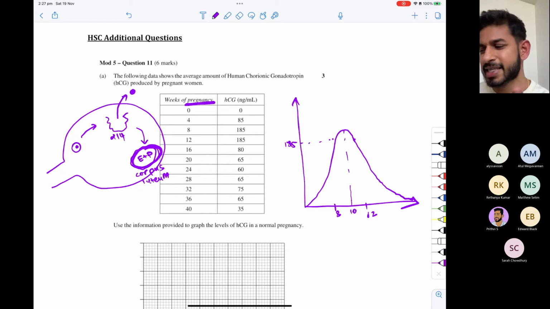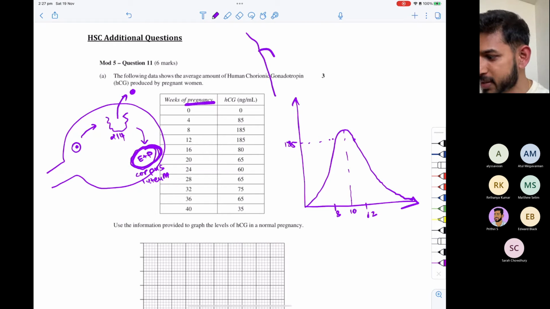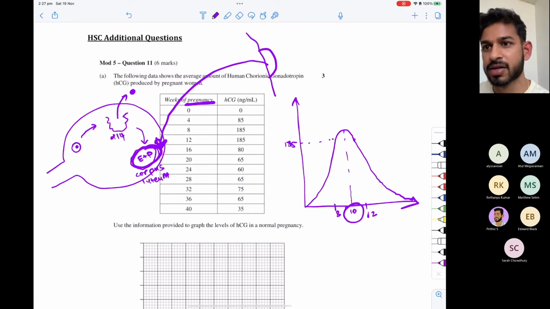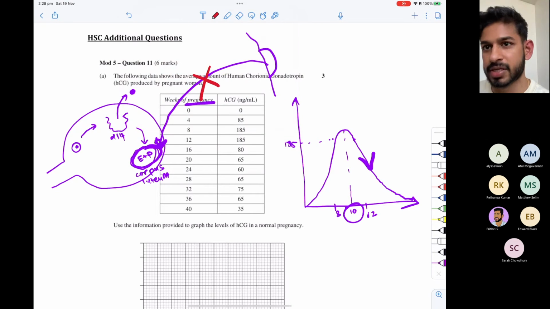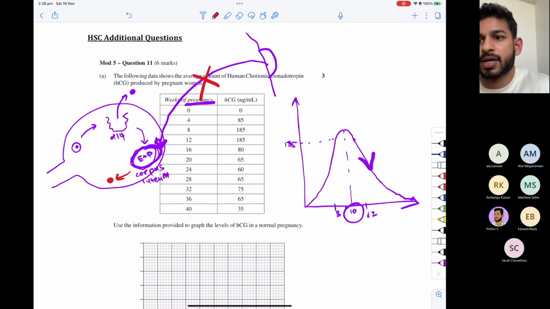But what you're all seeing is that beta HCG, which is a hormone released from the implanted embryo that keeps the corpus luteum functioning, starts to decline after week 10. Which means after week 10, as beta HCG levels drop, there's going to be a decreasing signal to this corpus luteum. And the corpus luteum, no matter what in pregnancy, is going to degenerate and stop releasing estrogen and progesterone.